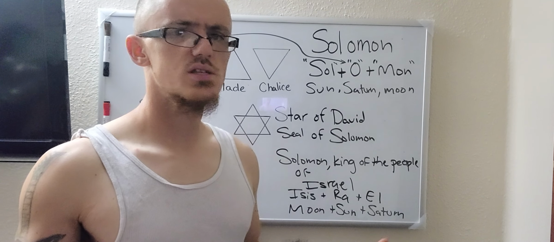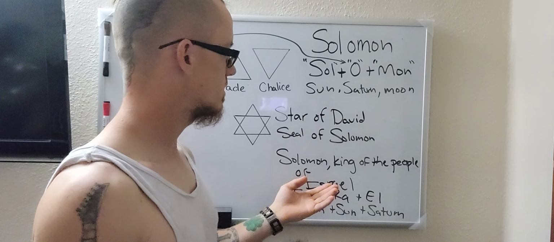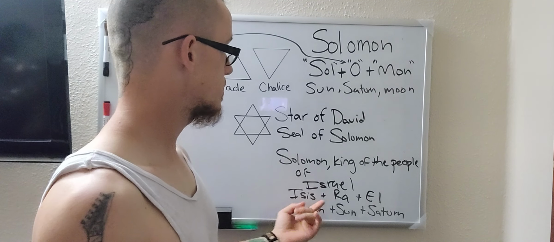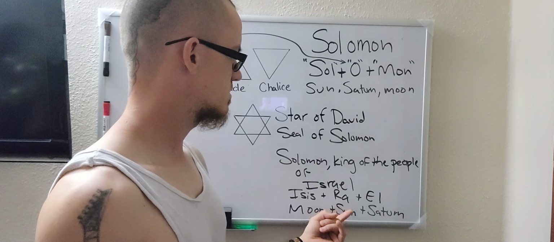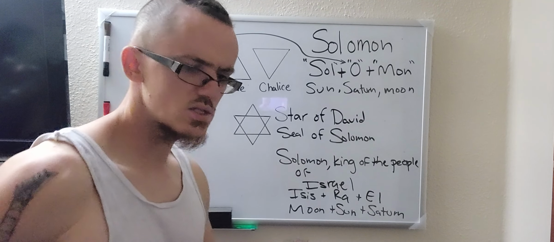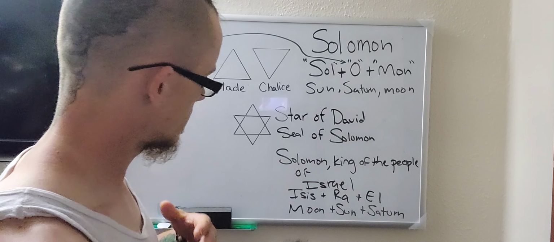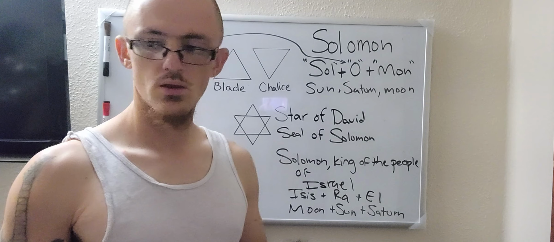where else do we see this symbolism? We've got Solomon, king of the people of Israel. Israel is Isis plus Ra plus El, which is moon plus sun plus Saturn. So funny how that ties together. But there is also something else that ties into it.